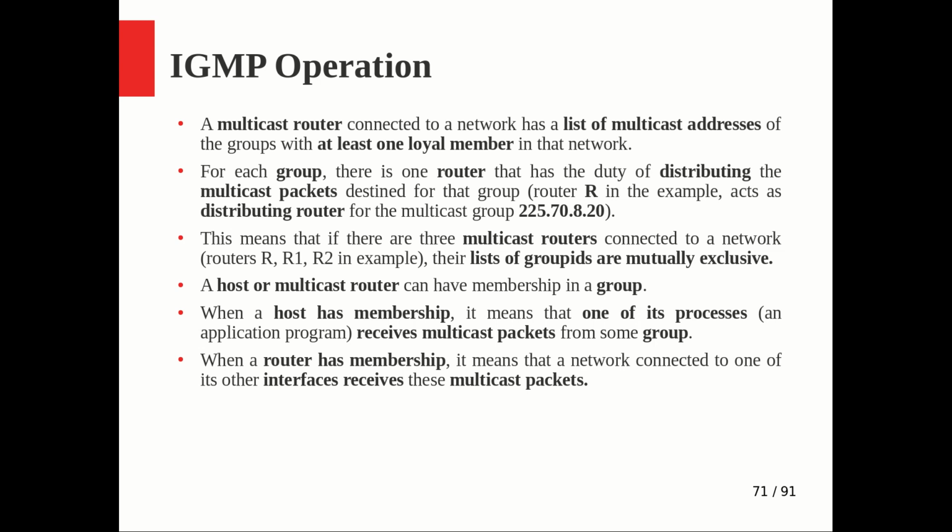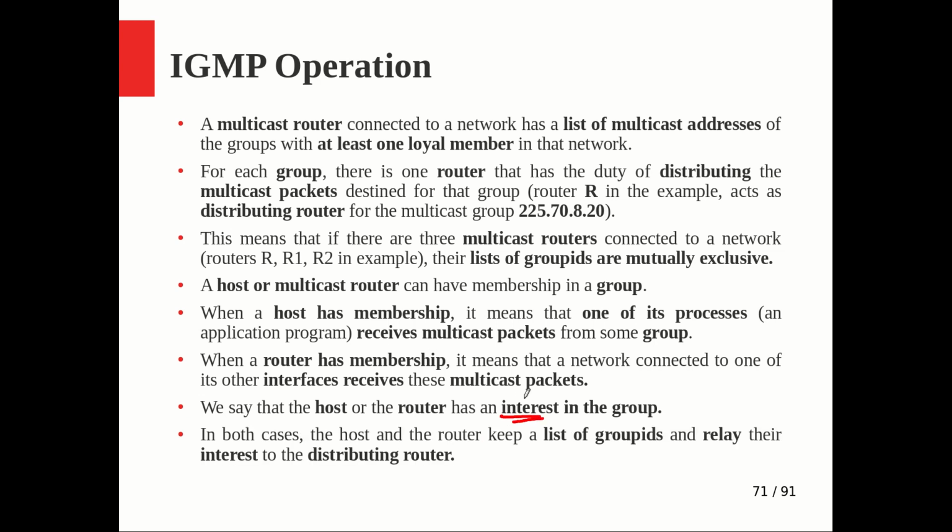Now, a router has a membership. It means that the network connected to one of its interfaces receives multicast packets of that particular group, right? So we say that the host or the router has an interest in the group. This is something you can use as terminology, because it's part of it. So in both cases, the host and the router keep a list of group IDs, something like we already saw.